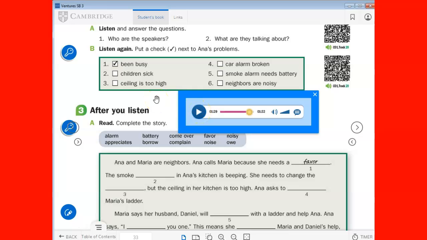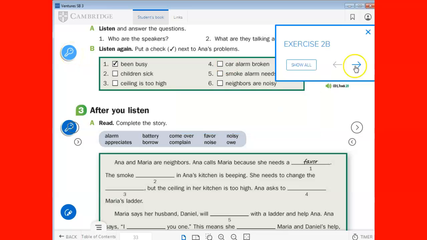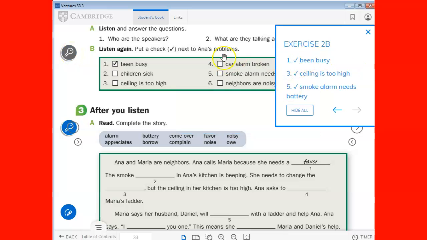Okay. So which one of these were Anna's problem? Children sick? Ceiling is too high? Yep. What else? Yeah, matter of fact, that is absolutely correct. So it was number 1, which they gave you, number 3, and number 5. Good job.